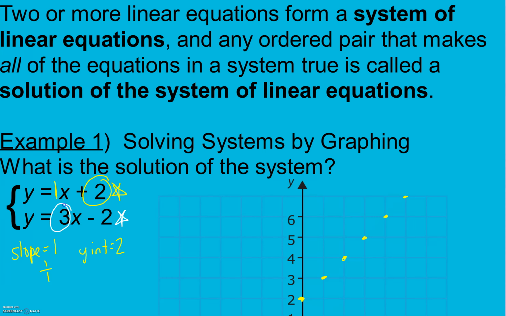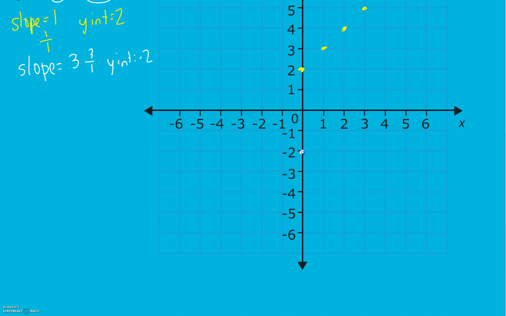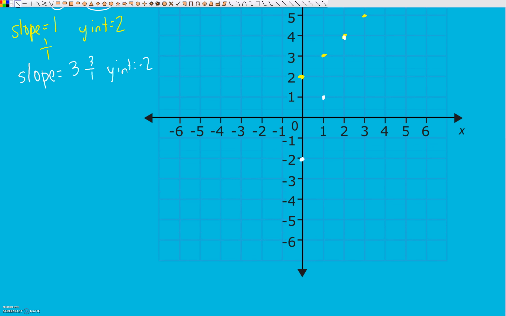For my second line, my slope is 3, which remember we can do as 3 over 1, and my y-intercept is at -2. So I'm going to go to -2. And instead of going up 1 over 1, I'm going to go up 3 over 1. Up 3 over 1. And just by doing the points, I can see where both of these are going to meet. But I will draw in those lines there for us. Connect the dots.